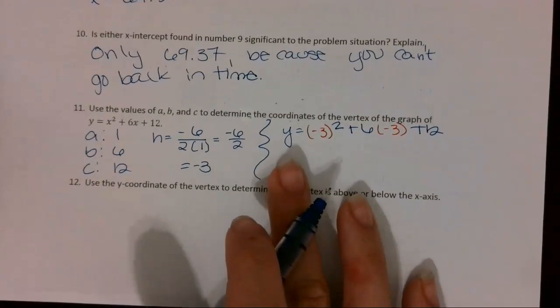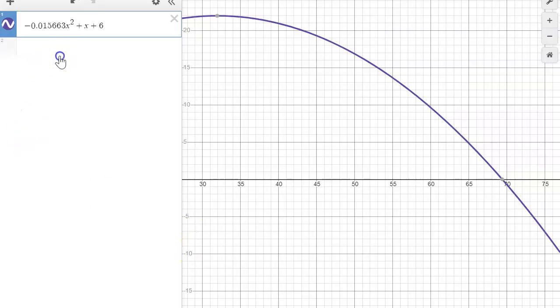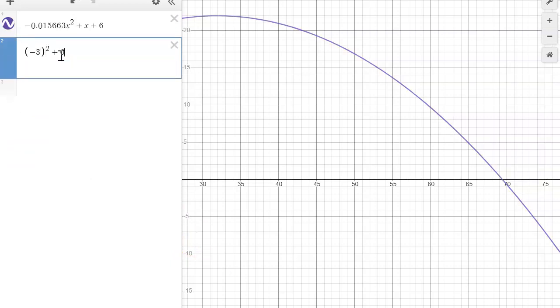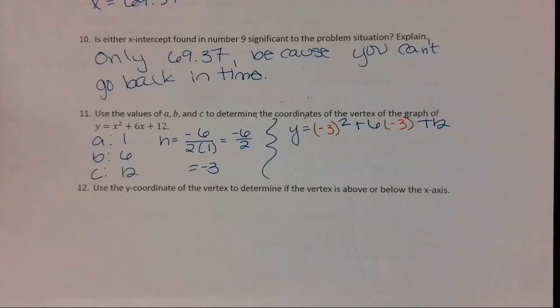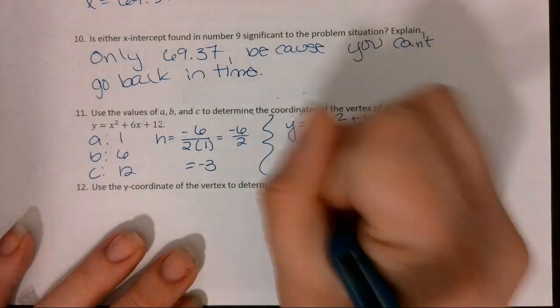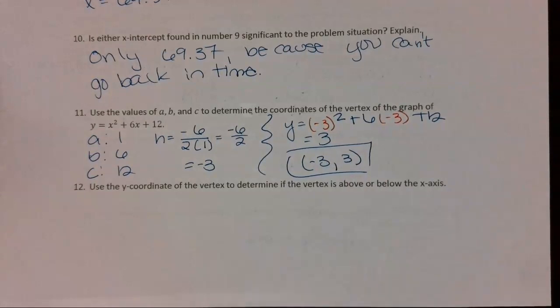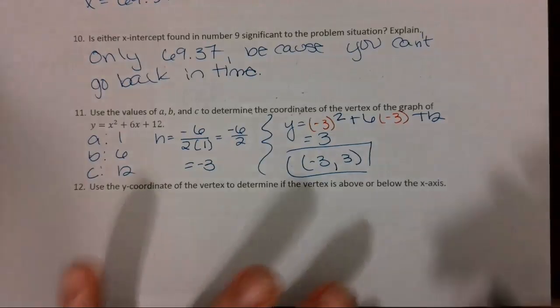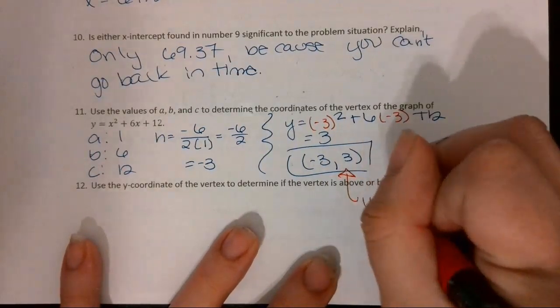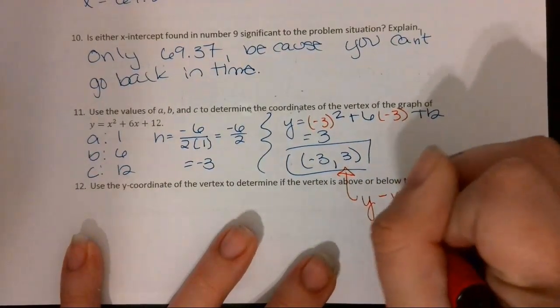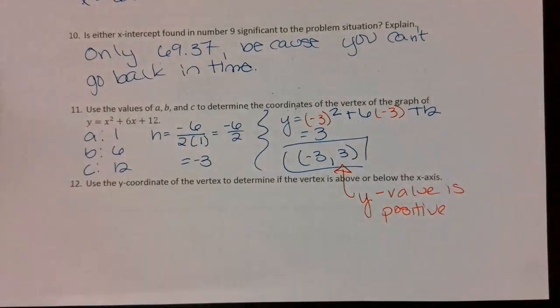Then I want to go back and I want to go on Desmos and use it as a calculator. So I have negative 3 squared plus 6 times negative 3 plus 12, which gives me positive 3. So my vertex is negative 3, 3. The h value always goes in first. It wants me to decide if the vertex is above or below the x-axis. My y value is positive. So it's going to be above.